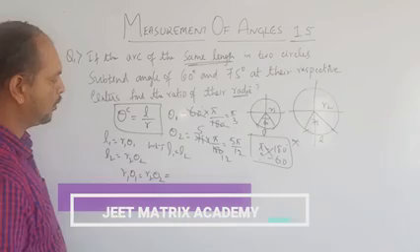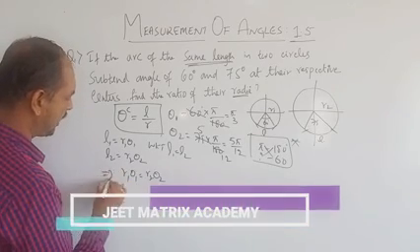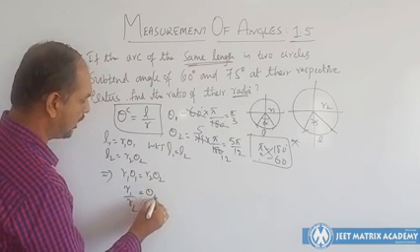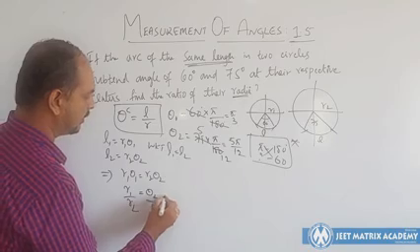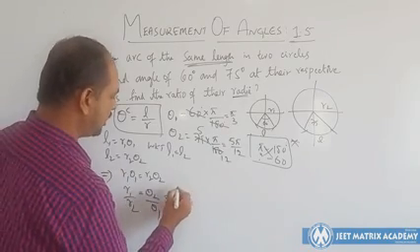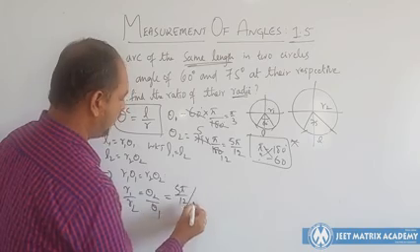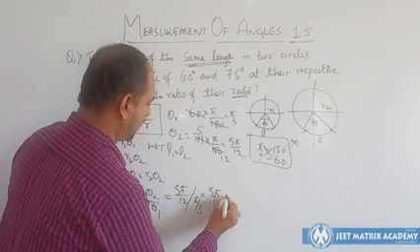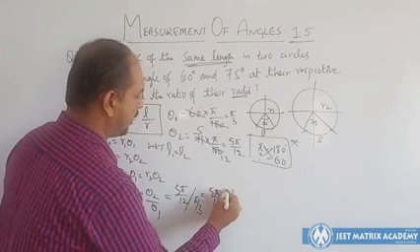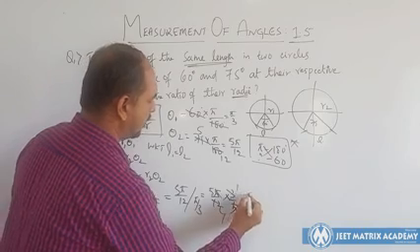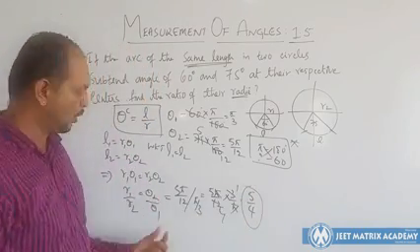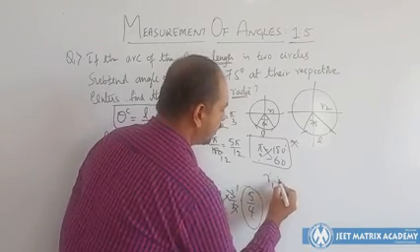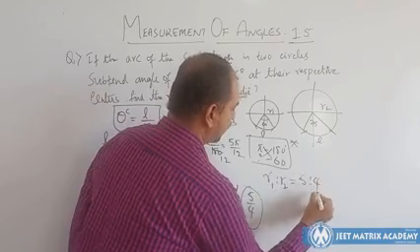So I want the ratio of radii, which is equal to theta 2 by theta 1. That means theta 2 is 5 pi by 12 divided by pi by 3, that is 5 pi by 12 into 3 by pi. 3 fourths, that is 5 by 4. The ratio of radii is 5:4. R1 is to R2 equal to 5:4.